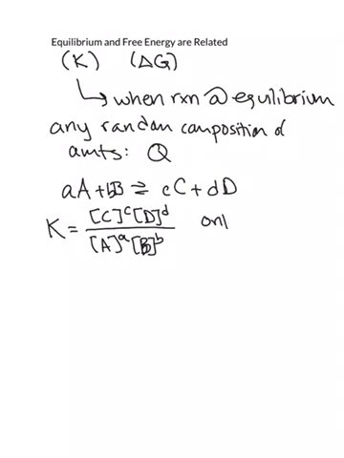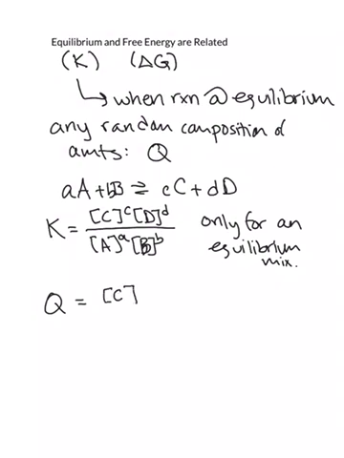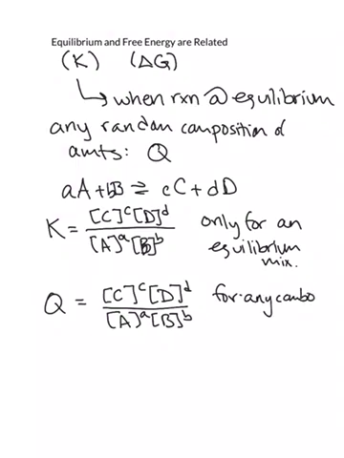Now this is only for what we call an equilibrium mixture. For anything else, we can calculate an idea that's called Q. And by the way, it's a little confusing because it's calculated the exact same way. So I have to figure out from the context of the problem that this is not an equilibrium mixture, and we'll talk more about that later. So this is for any combination of concentrations, and the problem would specifically say that.